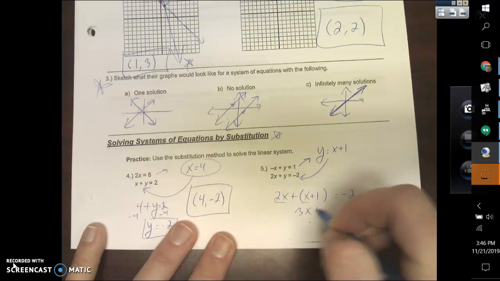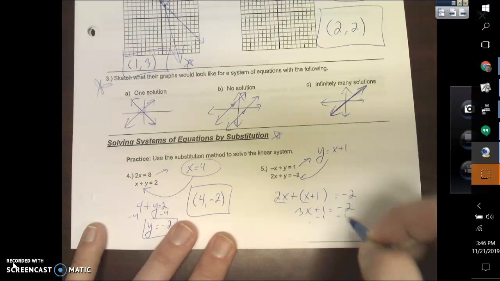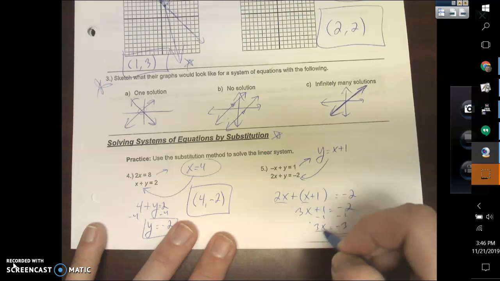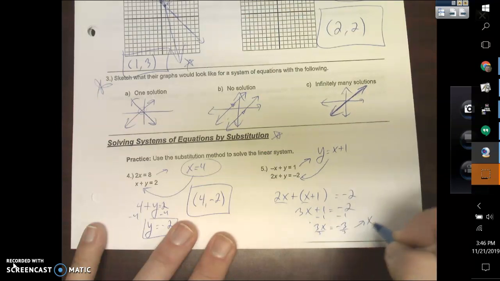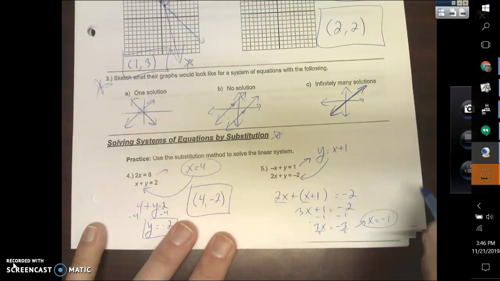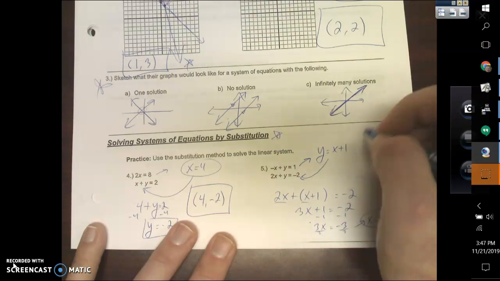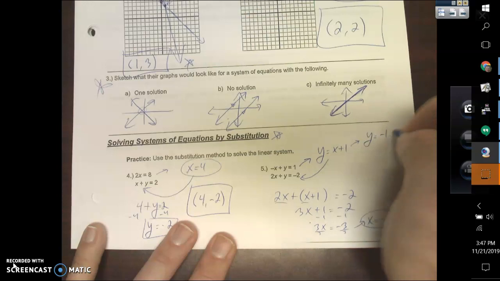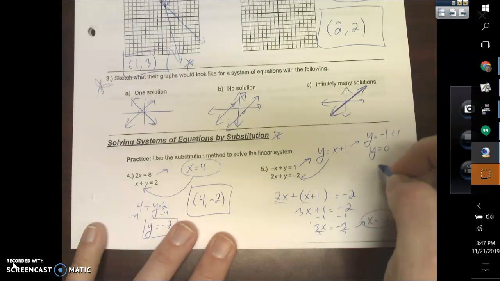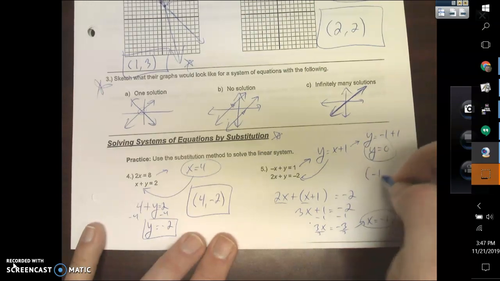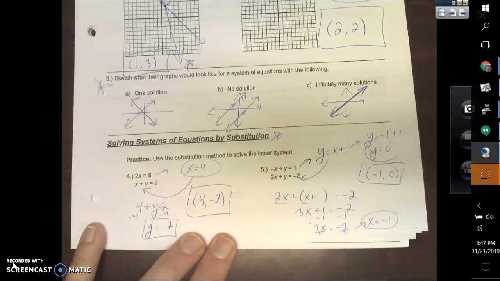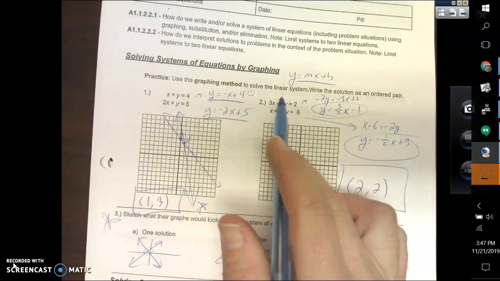plus 1, I'm jumping ahead, my apologies. Subtract 1, divide by 3, x equals negative 1. Okay, cool. We got to plug it back in. If I plug this back in, you can pick either one you want. I'm actually going to plug it back in up top here because this is really nice to work with. Negative 1 plus 1 is 0. So my final answer is negative 1, comma, 0. Done.